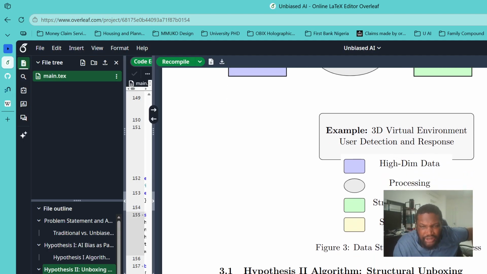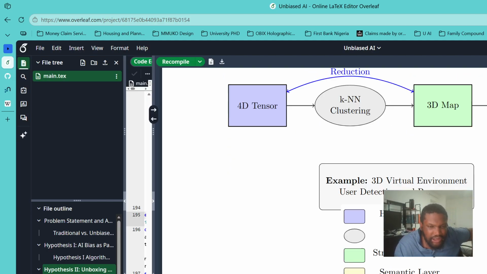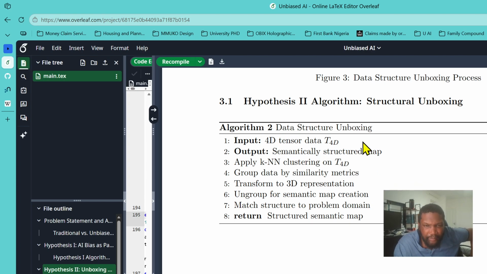So this is high dimensional data processed in an instructional box and semantic layer. What's very important is basically the knowledge graph, the RDF, Resource Description Framework, of the graph that's used in semantic understanding. But this is basically the system. So: input 4D tensor, semantic structure map, apply k-means clustering, group the data by similarity metrics, transform to tree representation, ungroup for semantic content. Basically, you have structural unboxing for structured data.